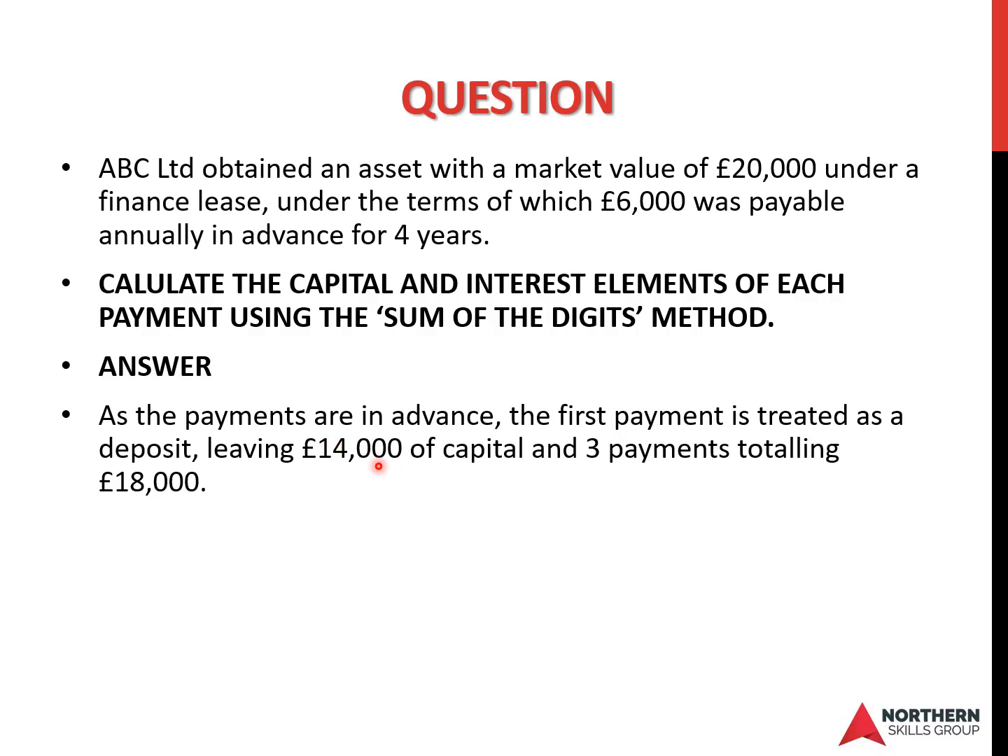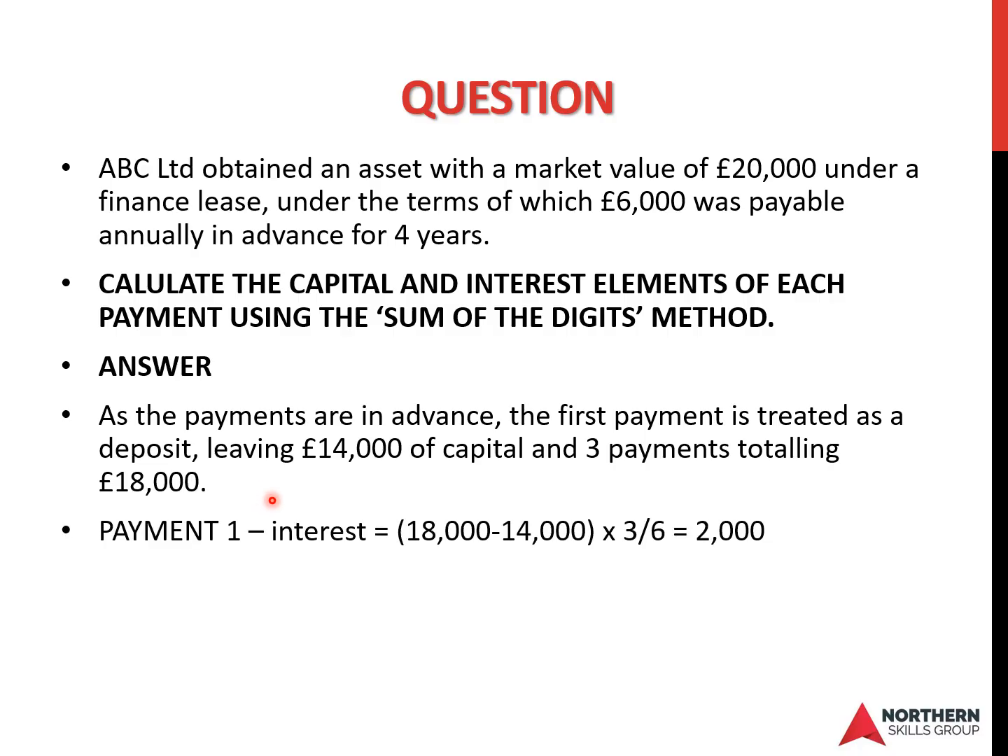So the first payment, remember it's in advance, is treated as a deposit. So that first £6,000 will be deducted from the 20,000, meaning that we've borrowed £14,000 that's going to be repaid by way of 3 payments of 6,000. So the total payments are going to be £18,000. We can then work out the interest included in each of those £6,000 payments. We take the total interest, which is the difference between the 3 payments of 6,000 and the capital amount that we've treated as being borrowed.